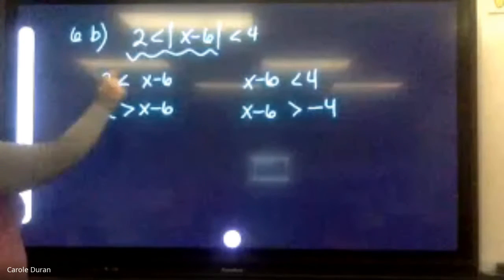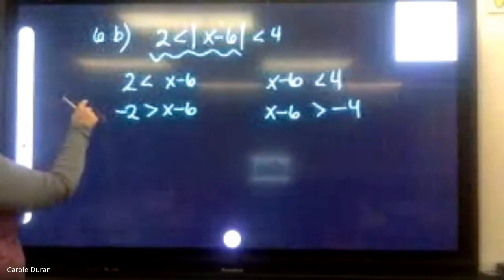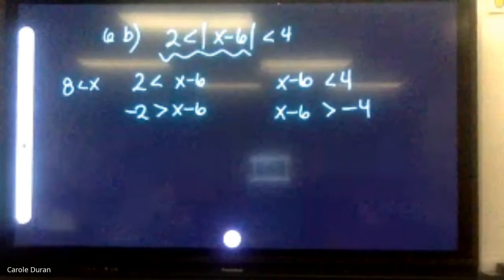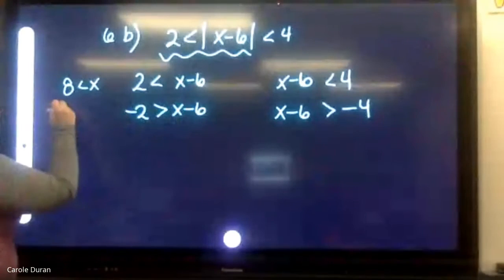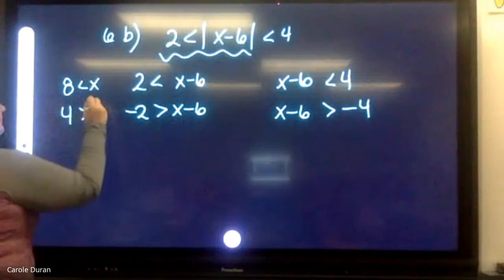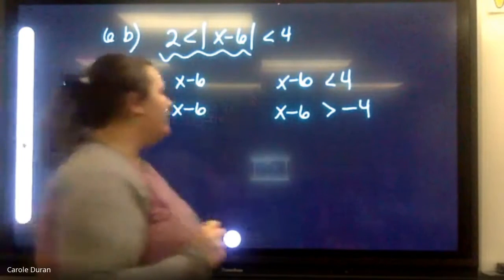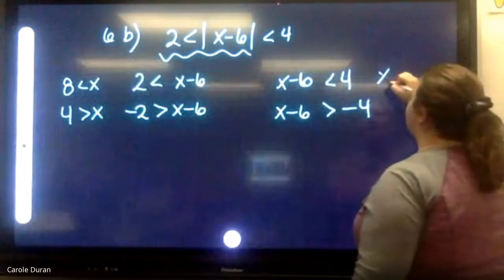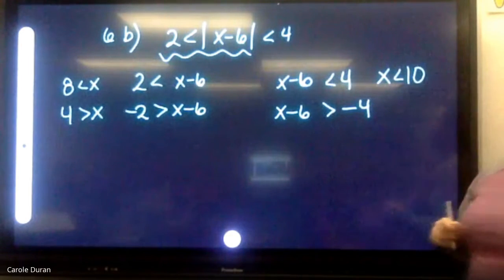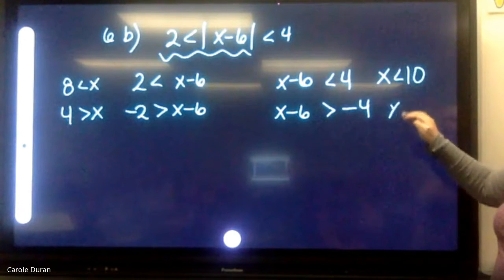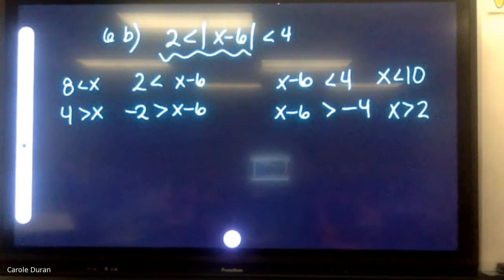So on this one, I'm going to add these 6 across. And when I do, I get 8 is less than x, which means x is greater than 8. On this one, I'm going to add the 6 across. And I get 4 is greater than x, or x is less than 4. I do the same thing over here. I add the 6 across, and I get x is less than 10. I add the 6 across, and I get x is greater than 2.